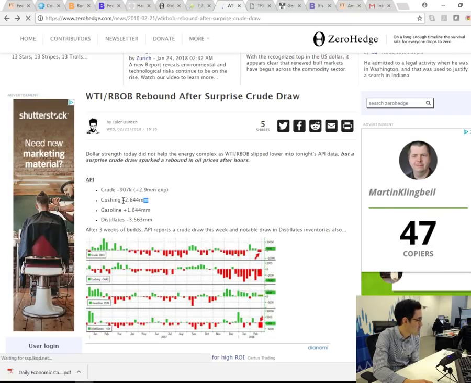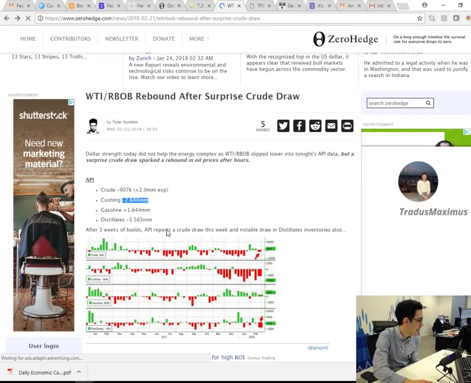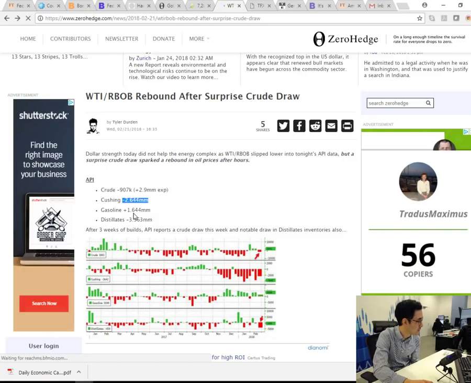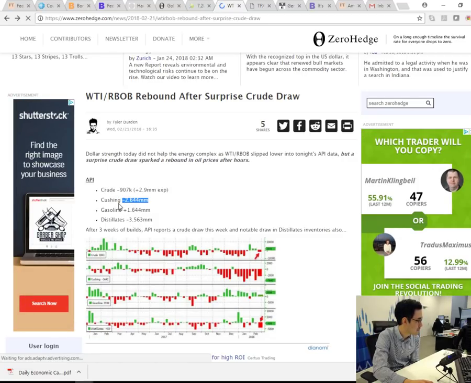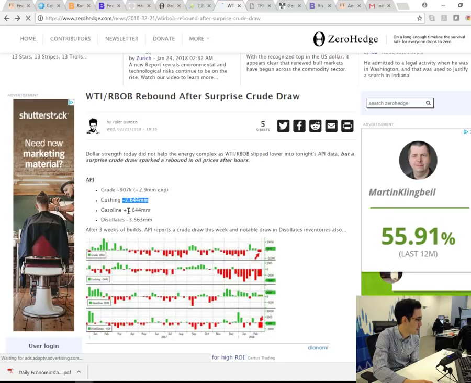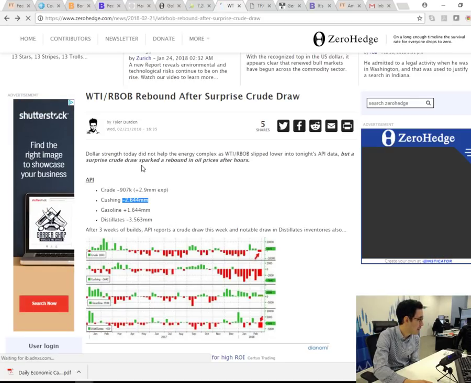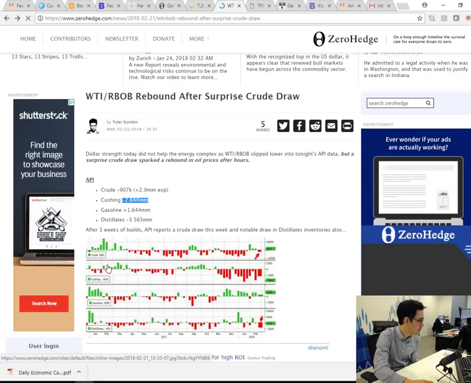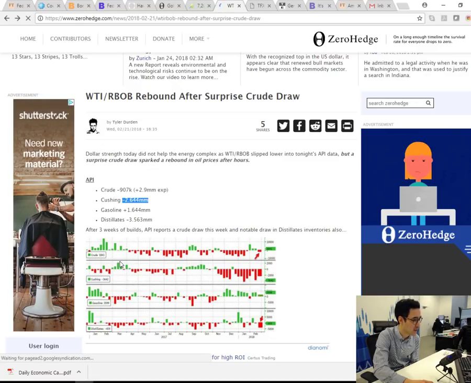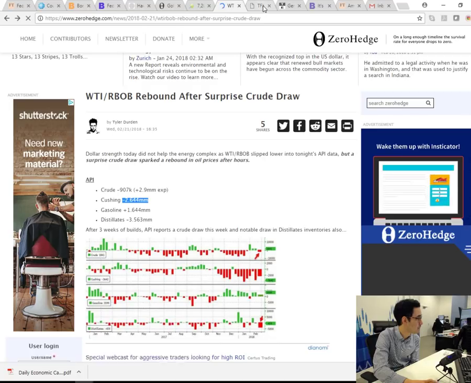The other numbers, Cushing, a draw of 2.644 million, that's a fairly sizable drawdown as far as the Cushing number is concerned, but gasoline was a build of about 1.64 million. So nothing really too outlandish here in these numbers, but we'll be recapping these obviously ahead of the DOE numbers we'll get later this afternoon.